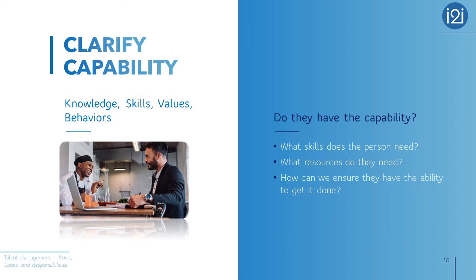Clear capability. What skills does the person need to meet the expectations? What resources will they need? If the person does not have what's necessary, can they acquire what's missing? And if so, what's the plan? If not, you'll need to delegate to someone else. Otherwise, you're setting the person up for failure.